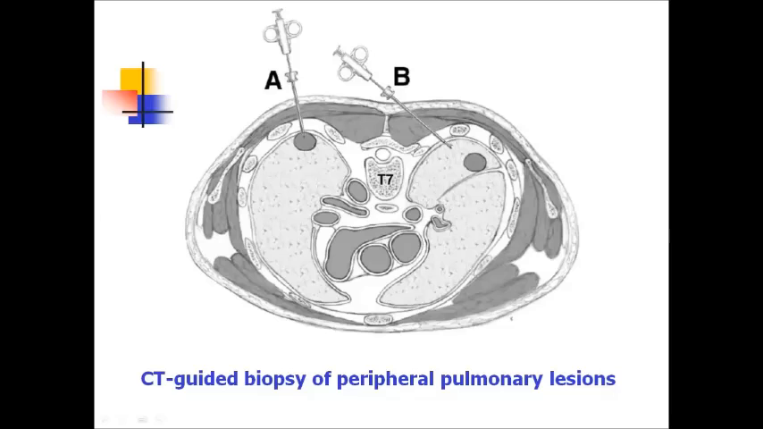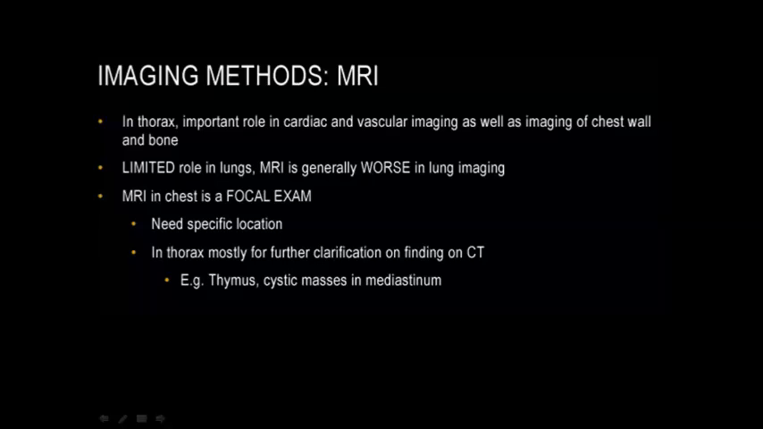Another very nice and very important option of CT is the possibility to perform CT-guided biopsy, especially of peripheral pulmonary lesions. During this procedure, under CT control, a needle is inserted into the lesion and samples are taken for further cytological or morphological examination and for confirmation of diagnosis, especially malignancies.